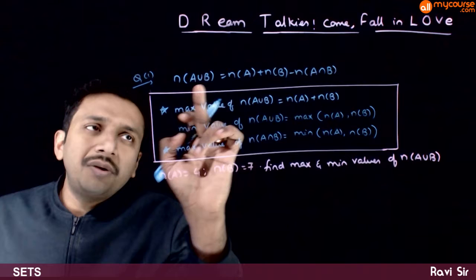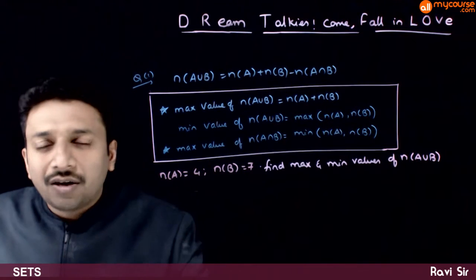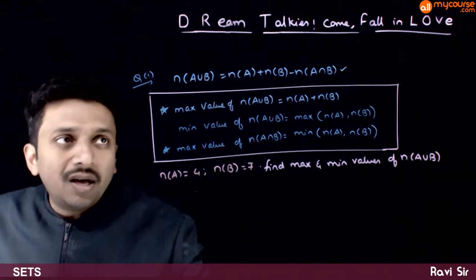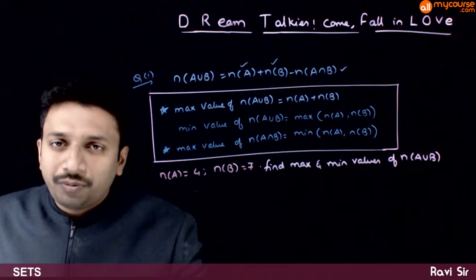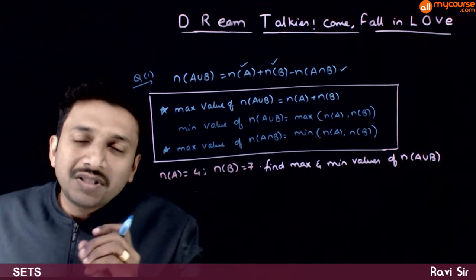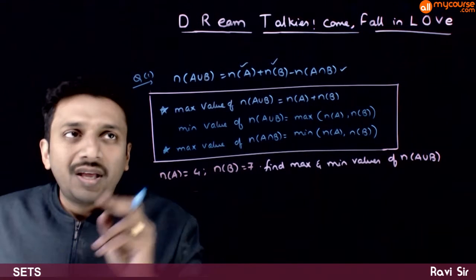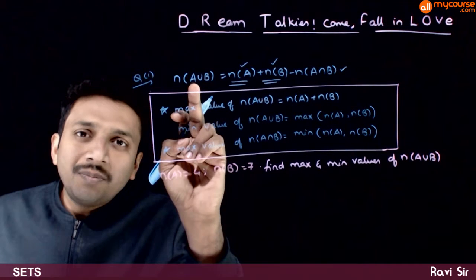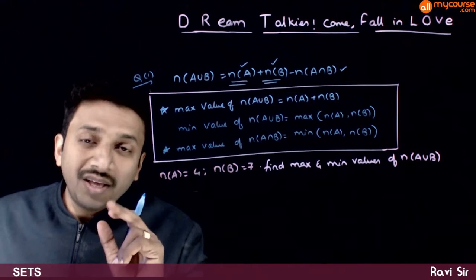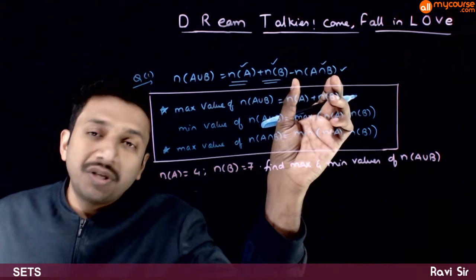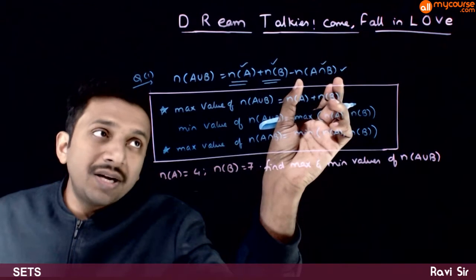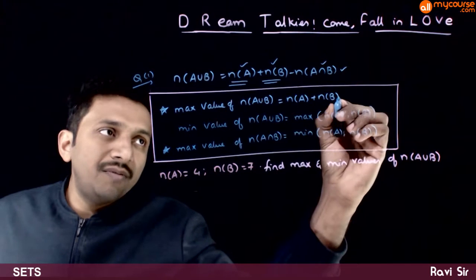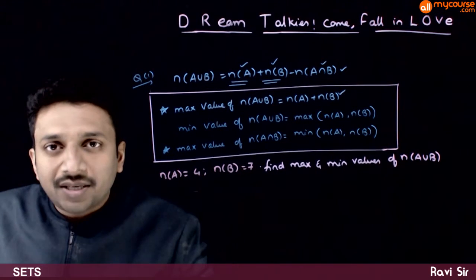So we know that n of A union B is equal to n of A plus n of B minus n of A intersection B. This is a standard theorem that we have. Now if n of A and n of B are given to you, what is the condition which ensures the maximum value of n of A union B? If n of A and n of B are fixed, n of A union B will be maximum if A intersection B is equal to 0. If A and B are disjoint sets, you are subtracting 0, so the maximum value of n of A union B will be exactly equal to n of A plus n of B.